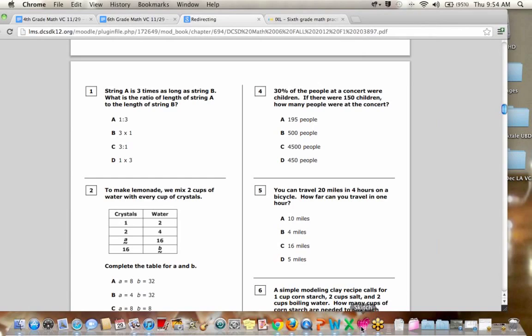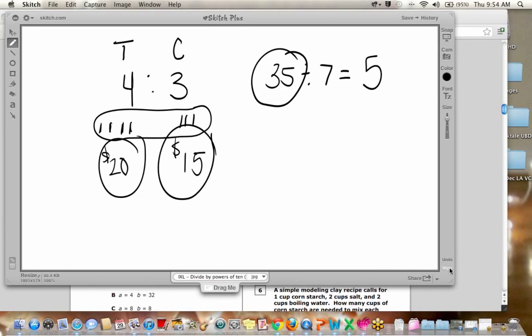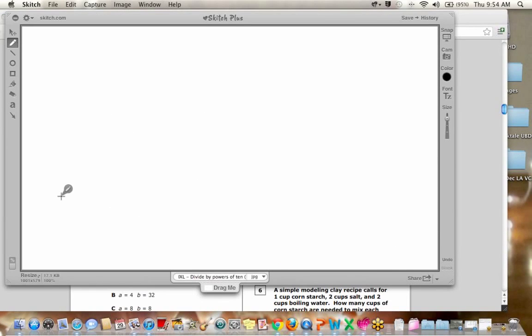So I'm going to come over here, wipe this clean, and I'm going to write down what I know. What I know is that 150 kiddos is 30%. So I'm worried about finding that other 70%. There's a couple different ways to do this problem. And I'm going to show you both ways.